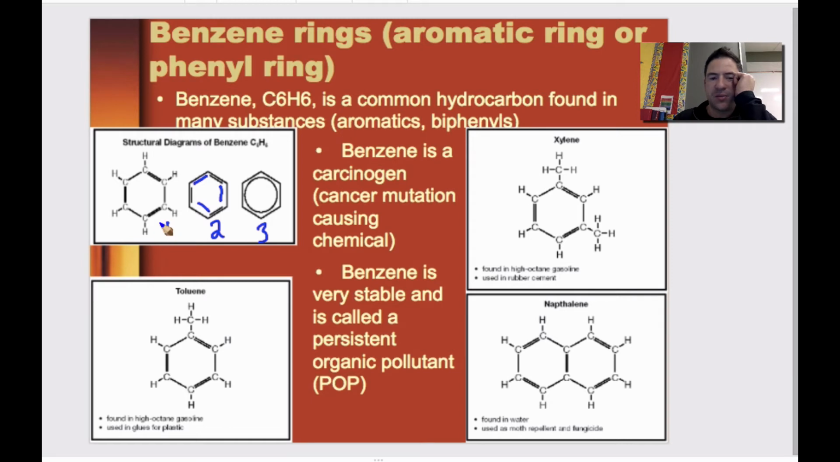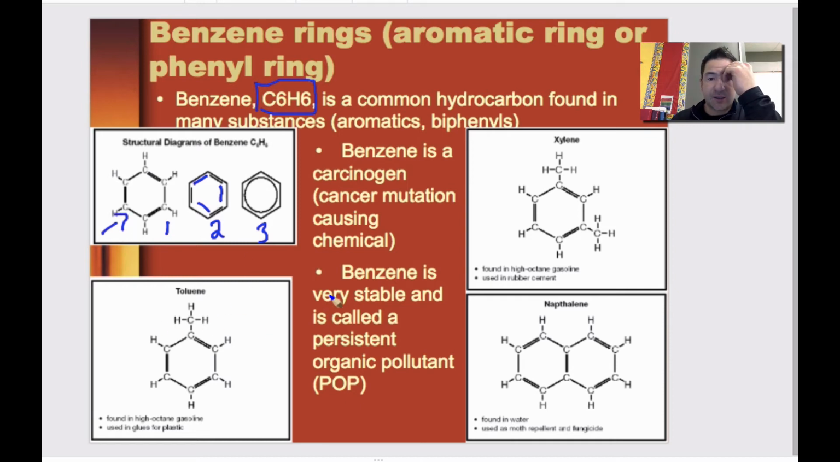But you need to be able to draw benzene. For your quizzes, you need to be able to recognize a benzene or a benzenated compound. So remember, benzene is a carcinogen, so it can cause cancer, but it's in a lot of substances, so aromatics and such. Its structure is C6H6. So there's 6 carbons and 6 hydrogens bonded together, and you can really see that in this diagram here.